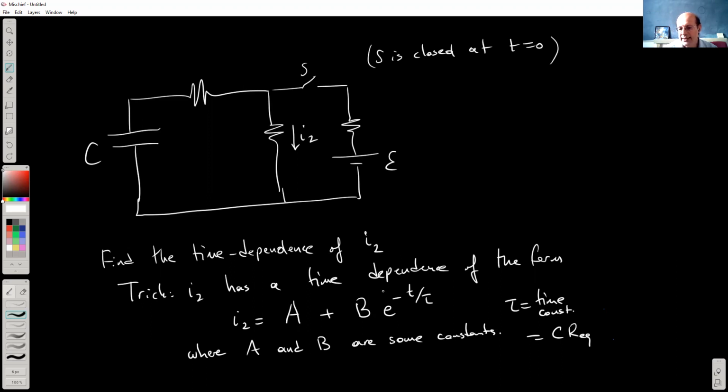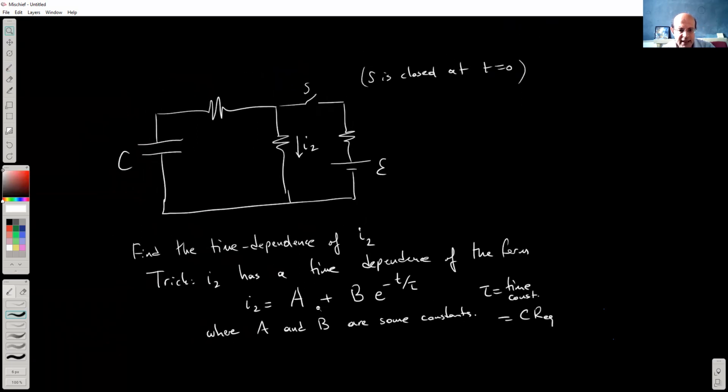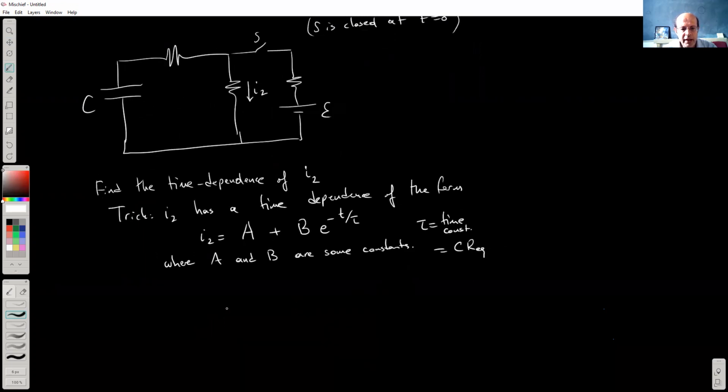And finding the constants is actually quite simple because you can analyze the circuit at time t equals 0 and at time t equals infinity. So I know that, let me again make this a little bit smaller, so I know that at time t equals 0, this current expression is going to give me A plus B.